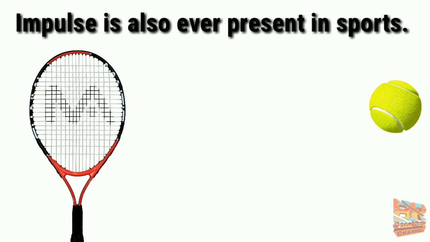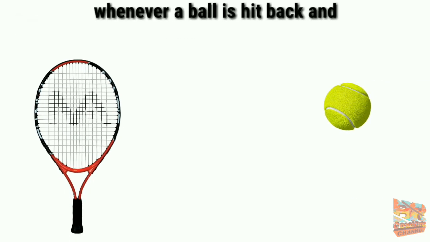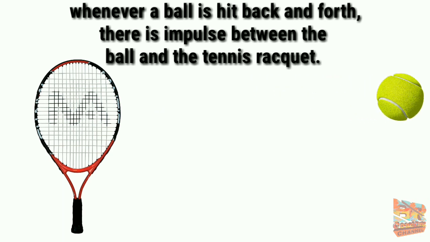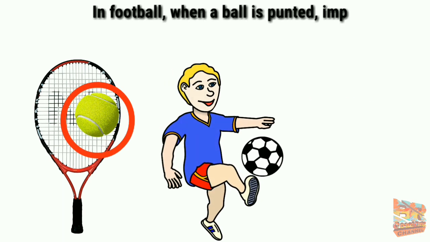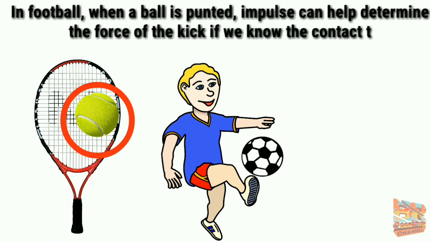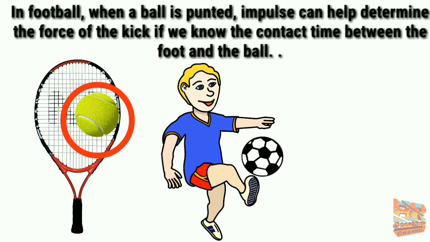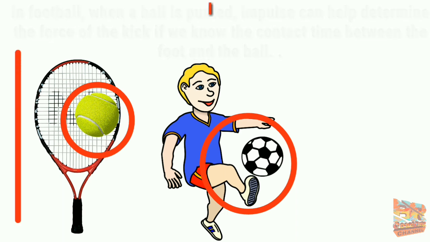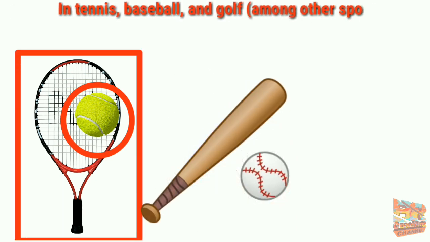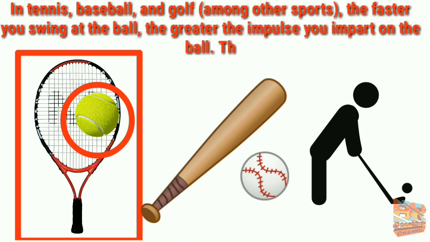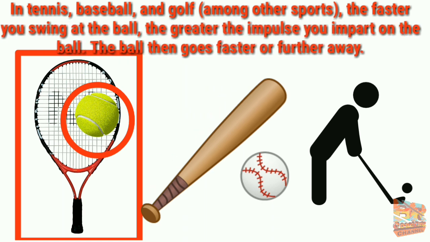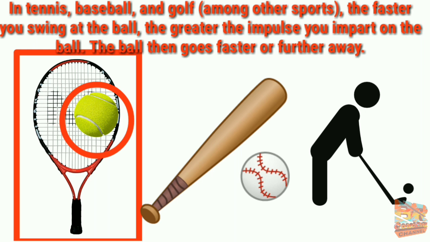Impulse is also ever present in sports. In tennis, whenever a ball is hit back and forth, there is impulse between the ball and the tennis racket. In football, when a ball is punted, impulse can help determine the force of the kick, if we know the contact time between the foot and the ball. In tennis, baseball, and golf, among other sports, the faster you swing at the ball, the greater the impulse you impart on the ball. The ball then goes faster or further away.